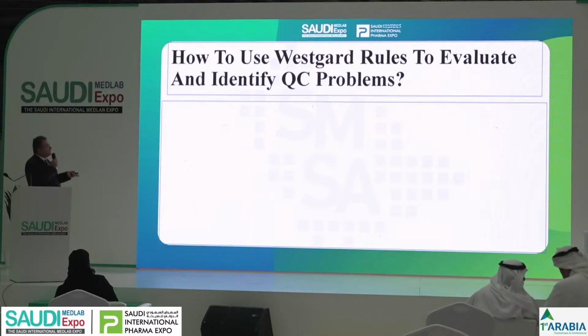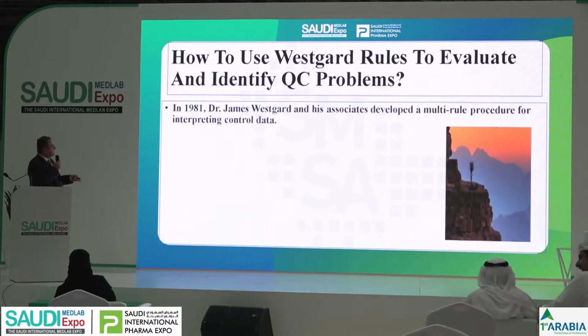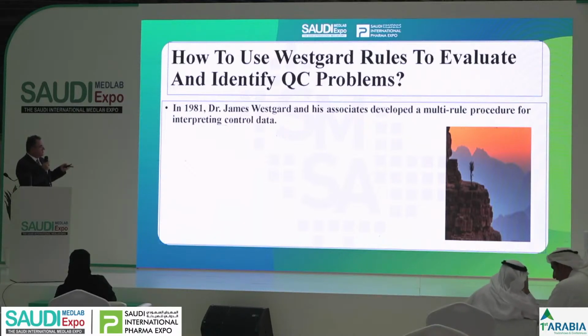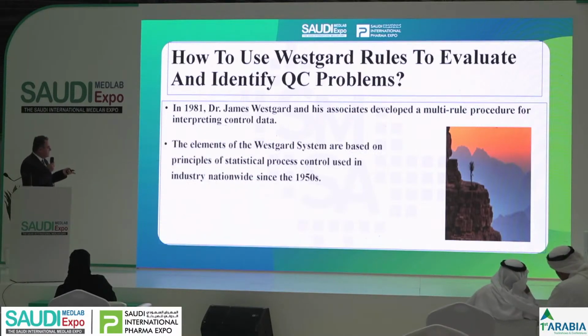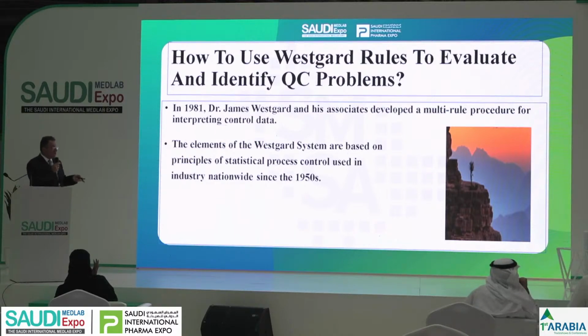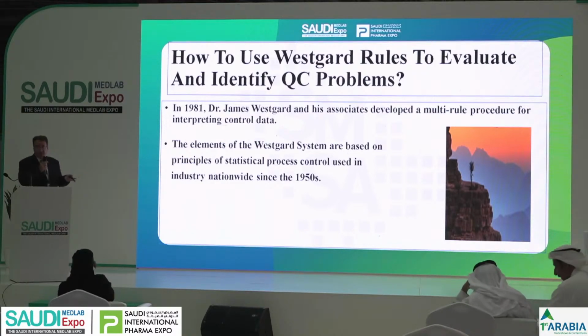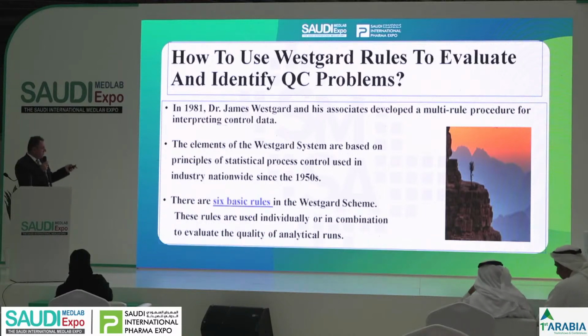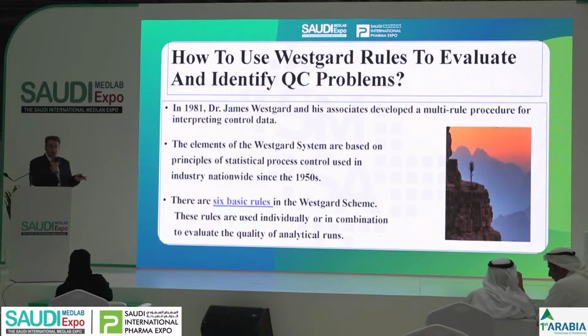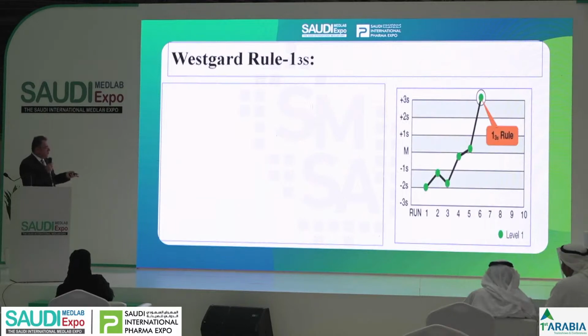Next, we're going to talk about how do you use Westgard rules to evaluate and identify QC problems. Okay? In 1981, Dr. James Westgard and his associate developed a multi-rule procedure for interpreting control data. The elements of the Westgard system are based on principle of statistical process control used in the industry nationwide since the 1950. Okay? There are 6 basic rules that the Westgard recommend or use. I'm going to tell you about the most popular of them.